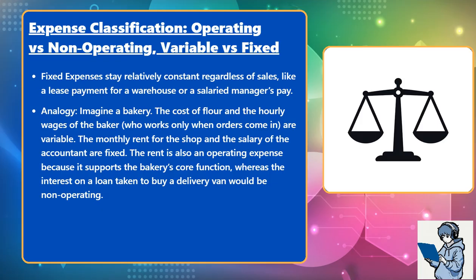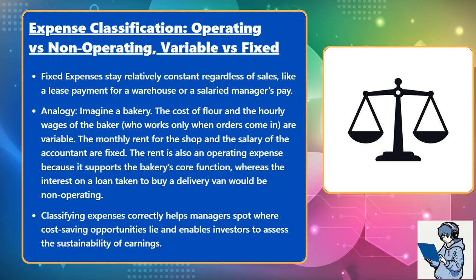Analogy: imagine a bakery. The cost of flour and the hourly wages of the baker, who works only when orders come in, are variable. The monthly rent for the shop and the salary of the accountant are fixed. The rent is also an operating expense because it supports the bakery's core function, whereas the interest on a loan taken to buy a delivery van would be non-operating. Classifying expenses correctly helps managers spot where cost-saving opportunities lie and enables investors to assess the sustainability of earnings.